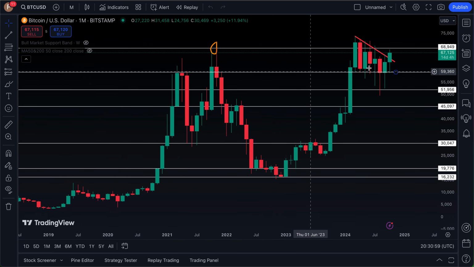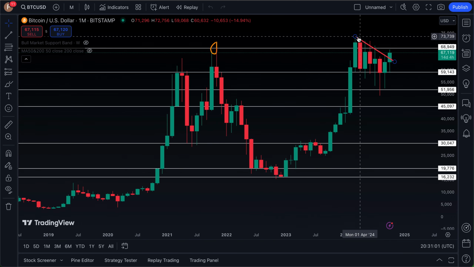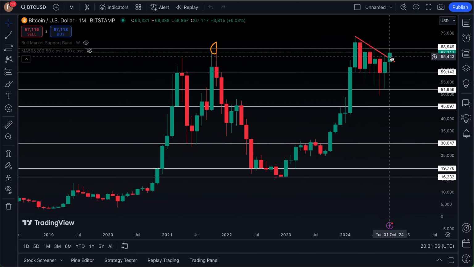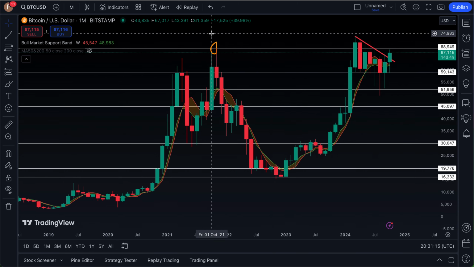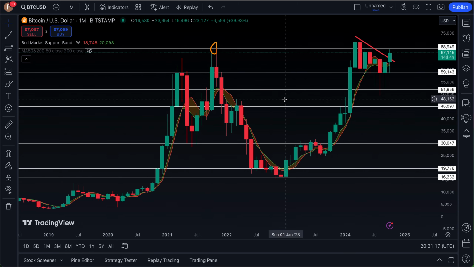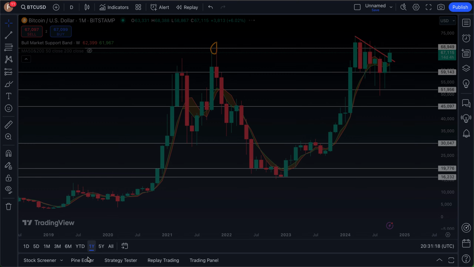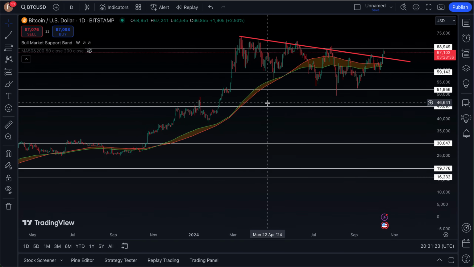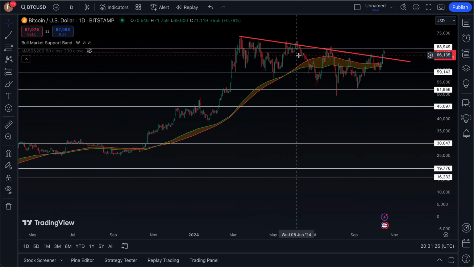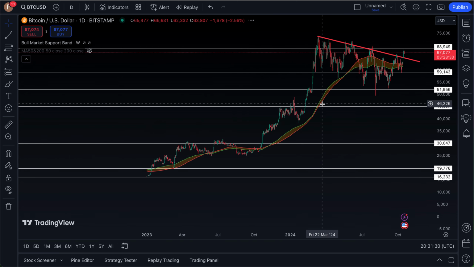So if we take a look here at Bitcoin on the monthly, you're going to notice that we were in this downtrending channel since March, and right now Bitcoin has finally broken above this downtrending channel, also broken above the bull market support band at about 63K more or less, as Bitcoin is currently sitting over $67,000. And if we take a look here on the weekly and daily candles, once again showing a really similar thing, just getting rejected here at this downtrending channel, and now we have finally broken above it.